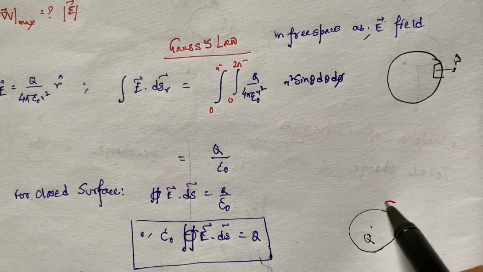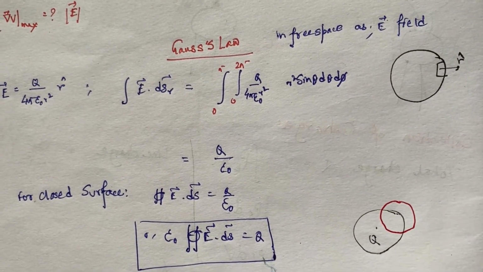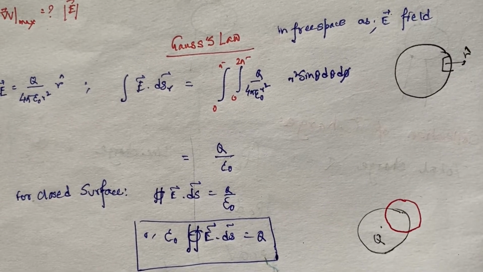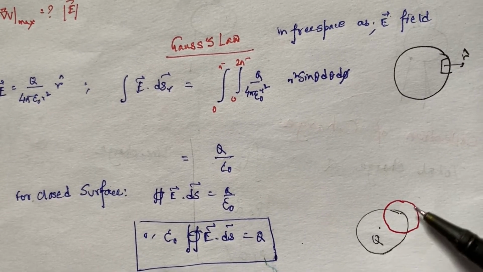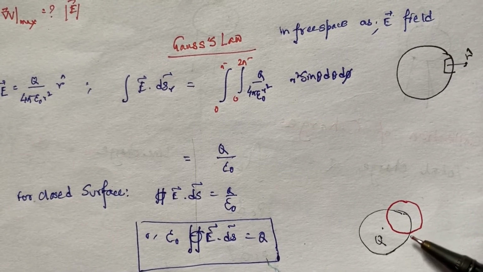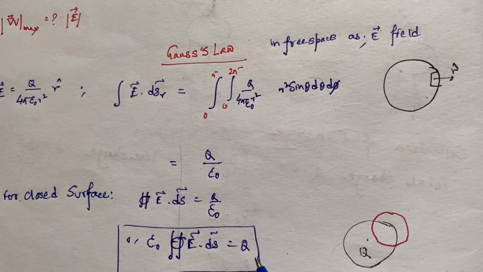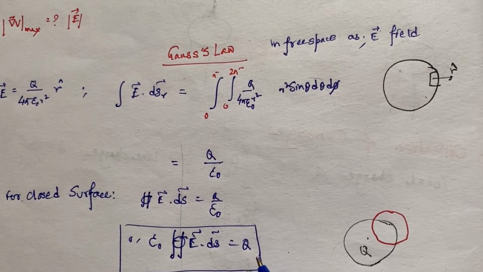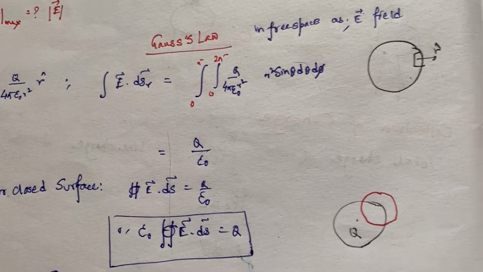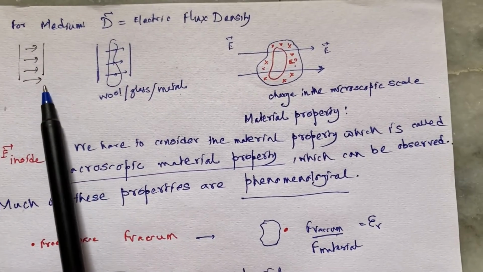Now, if we have this kind of surface and I want to find out the same integration for this red colored surface, I'll get a 0 because this red surface has no charge enclosed. Now, this Gauss's law is applied for free space, but what if we have a material or a medium instead of the free space? Let's consider the situation when we have a capacitor.